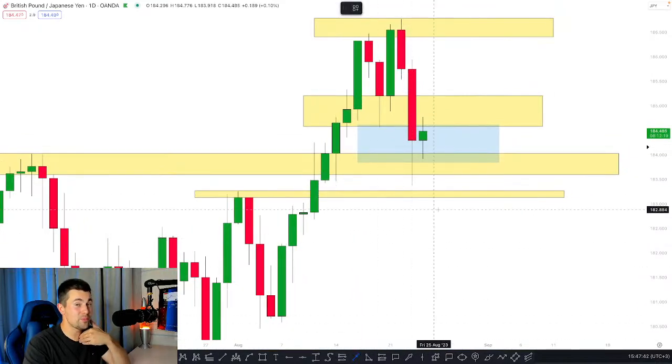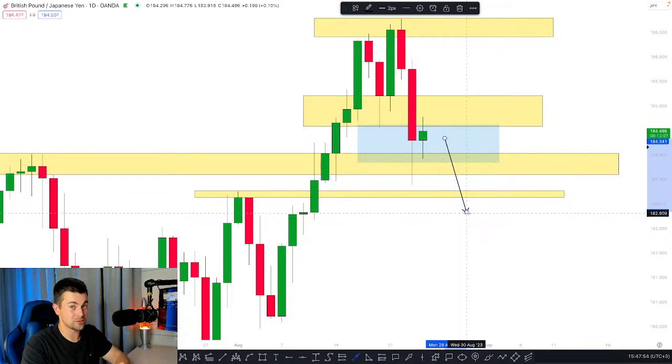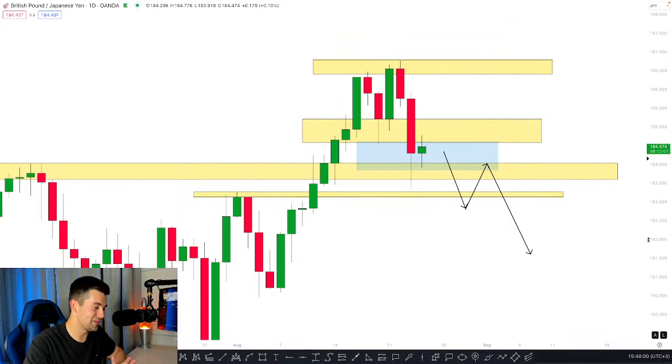So I will be bearish personally on pound yen only if the price violates these two supports. Yes, if the price violates these two supports and closes below them, only then bearish movement will be expected. So that is my analysis for pound yen pair traders. I hope it is clear.